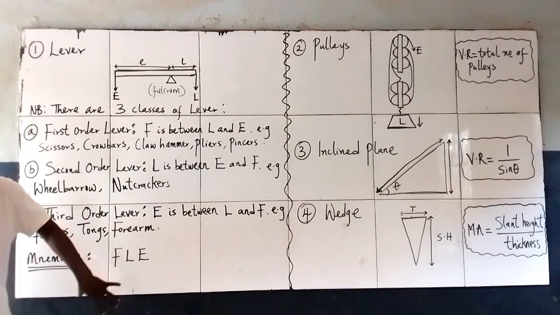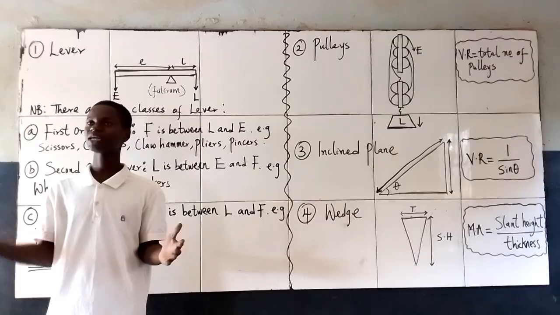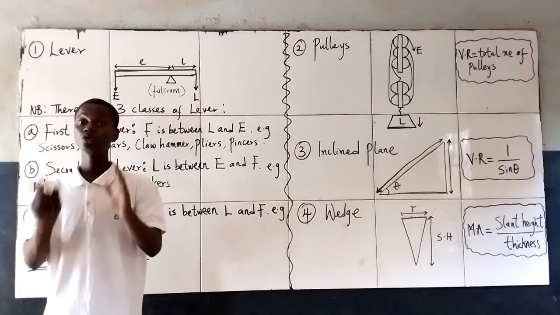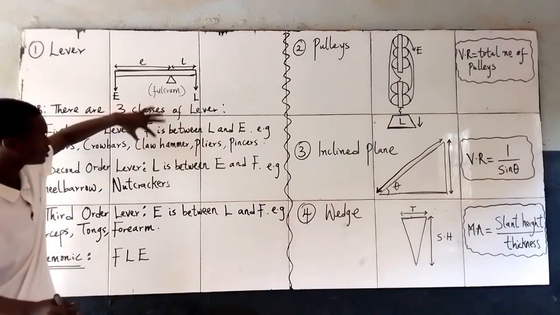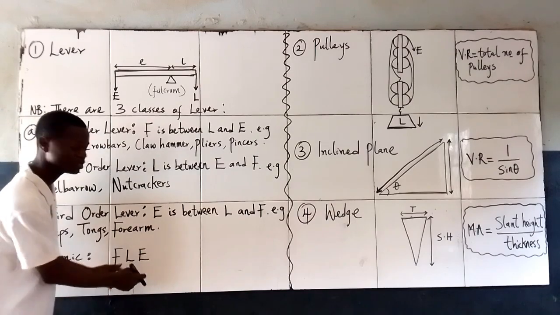Now, there's an abbreviation, you don't need to cram. In which one is the load in between effort and the fulcrum? In which one is the effort between the load and the fulcrum? You don't need to cram. I just pick out the middle. What is in the middle for the three types of lever? You have FLE, so you say flee.